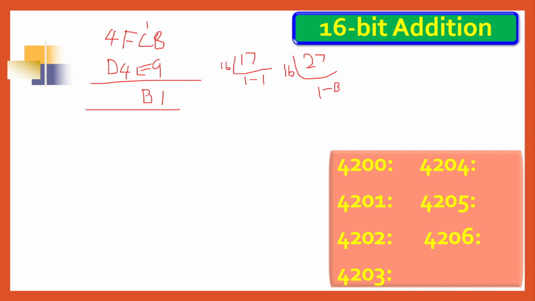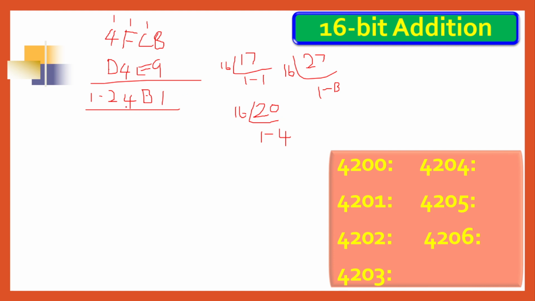Then 1 here. So F plus 5, F is 15, 15 plus 5 is 20, and 20 is 1 4 when you divide by 16. So 4 here, then 1 here. D plus 5, D is 13 plus 5, 18, 18 is 1 2. So 2 here, 1 here. So this is the answer. You can perform it as binary addition also. You write the 16-digit binary number and practice.